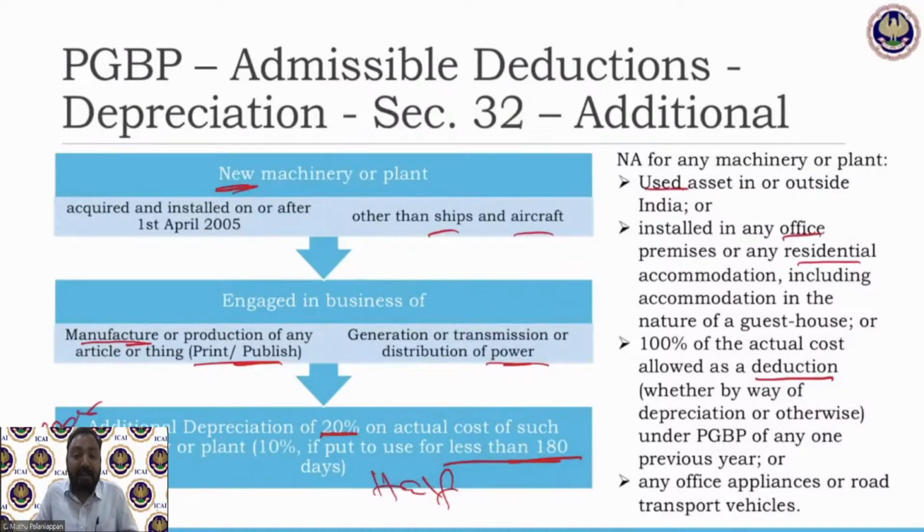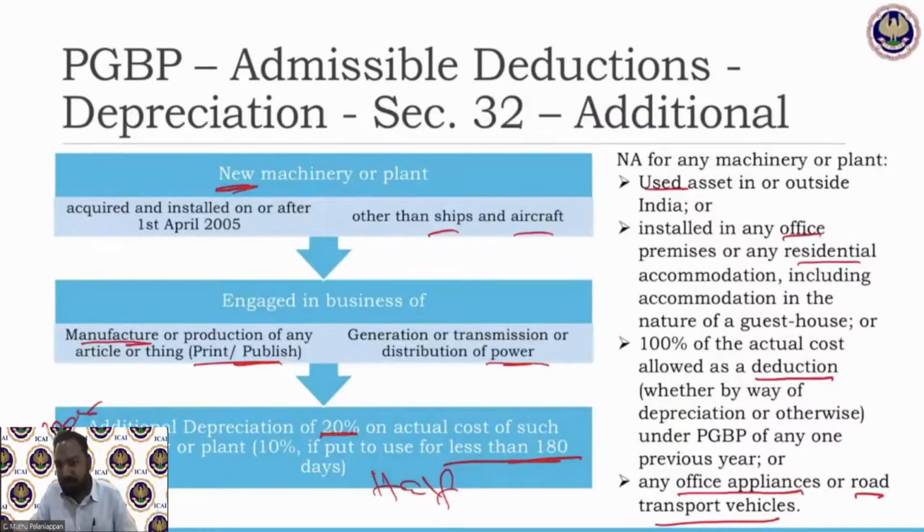And also, it is not applicable on office appliances or road transport vehicles. The vehicles which are used to transfer goods from one location to another, like your lorry, your goods vehicle or whatever, road transport vehicles, are not allowed. And it is also not allowed for office appliances. What are office appliances? Something like your air conditioner, refrigerator or whatever, are called office appliances. It is not allowed on these assets also.